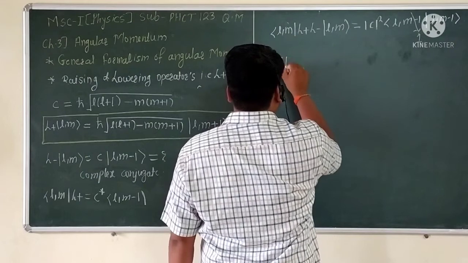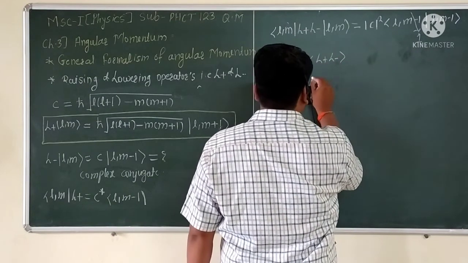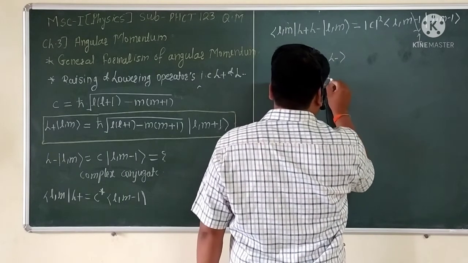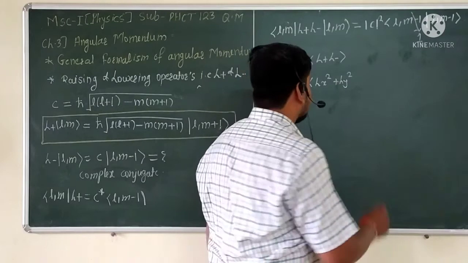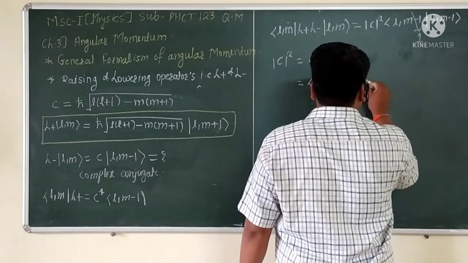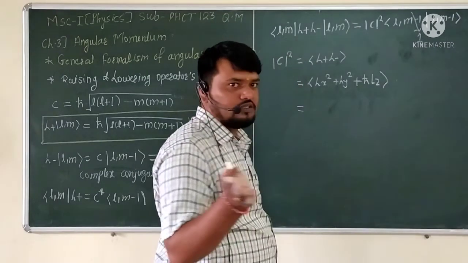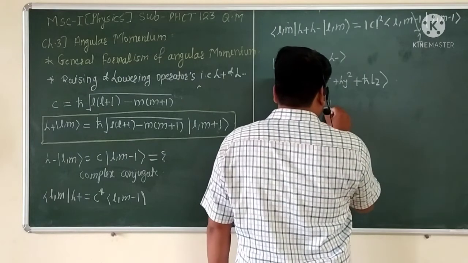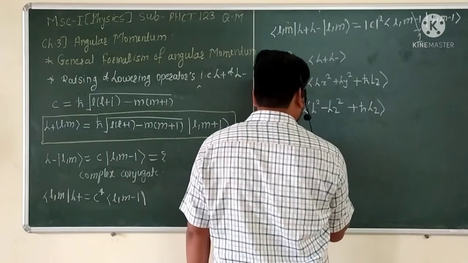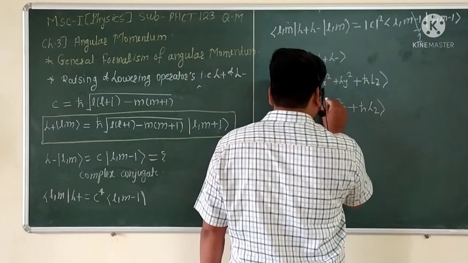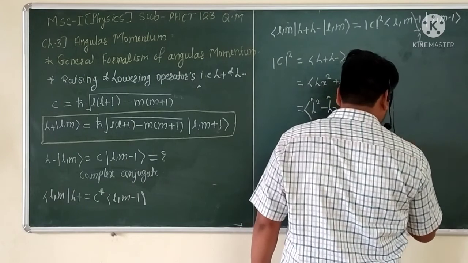So we want to calculate this |c|², which is nothing but the expectation value of L plus L minus, that is Lx² plus Ly² minus plus ħ Lz. You know that Lx² plus Ly² is L² minus Lz². So this is L² minus Lz² plus ħ Lz, that is, expectation of L² minus expectation of Lz² plus ħ times expectation of Lz.